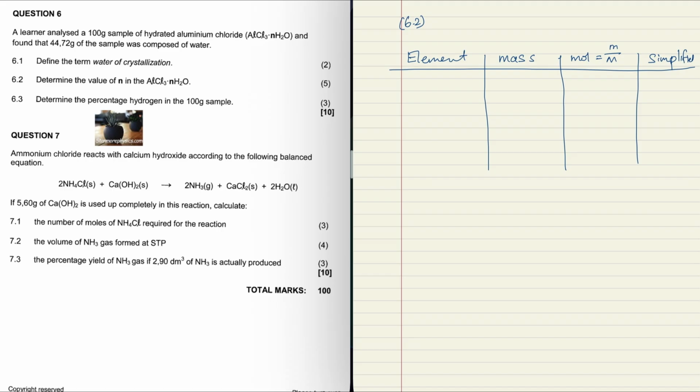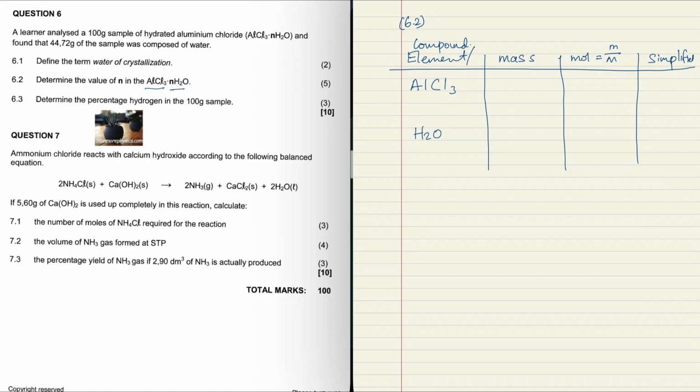So here, I'm not going to put element, it's going to be element slash compound. So I'm going to separate them. I'm going to separate the AlCl3 and the H2O. So here I'm going to have AlCl3, and here I'm going to have H2O.